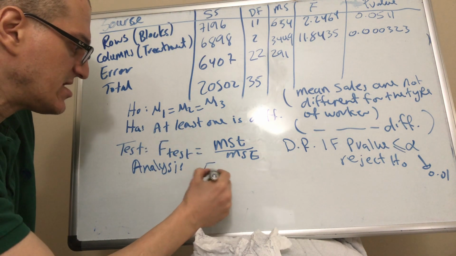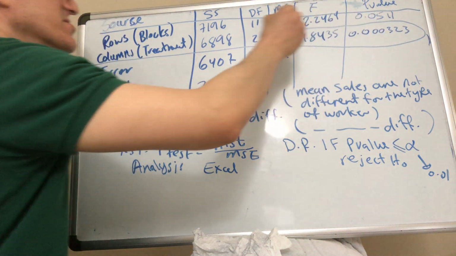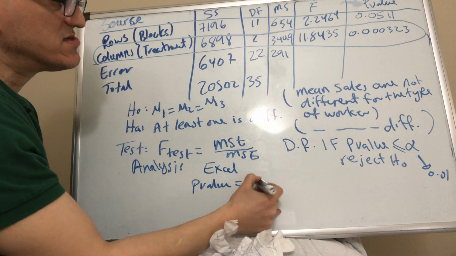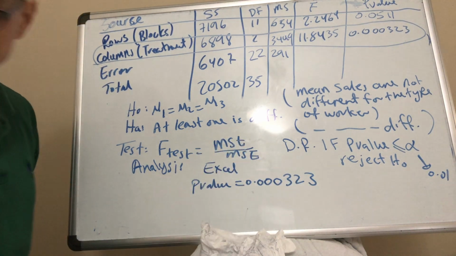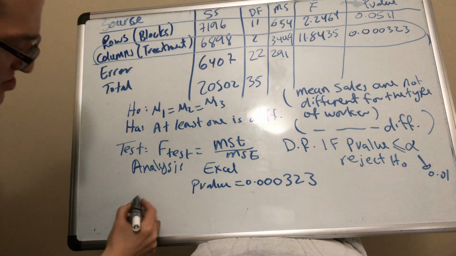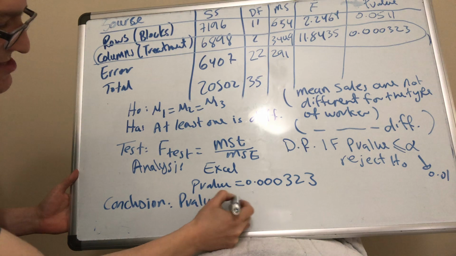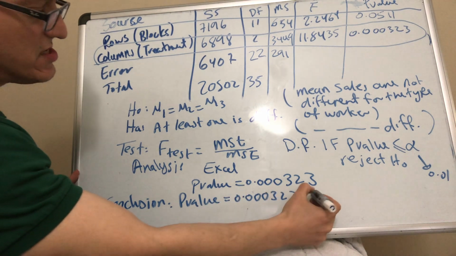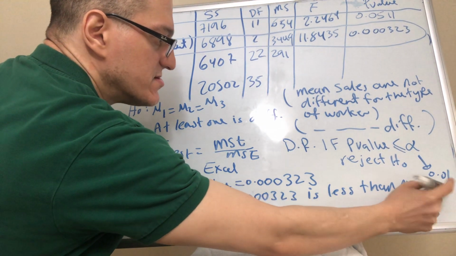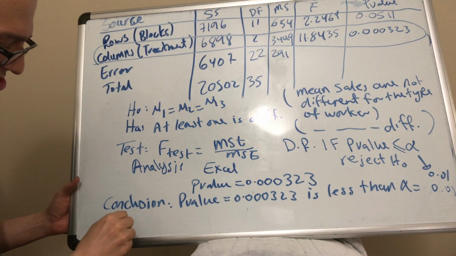So you put Excel, and from Excel, you need to figure out what the p-value is for the treatment. P-value from Excel is 0.00323. You're ready to make a conclusion. Conclusion: p-value is less than alpha of 1%. So this condition is satisfied. Reject H0.